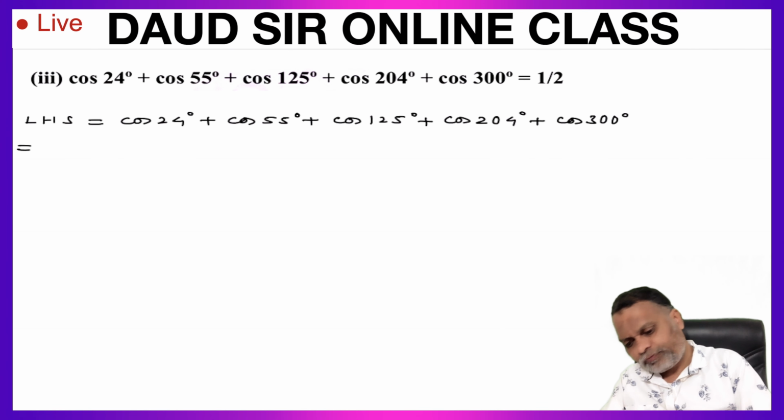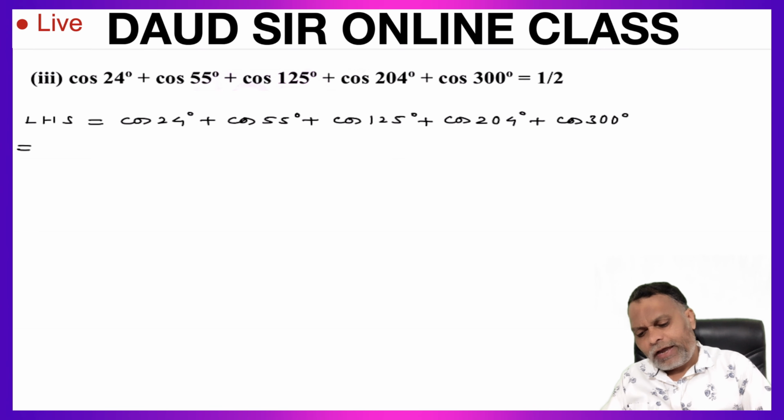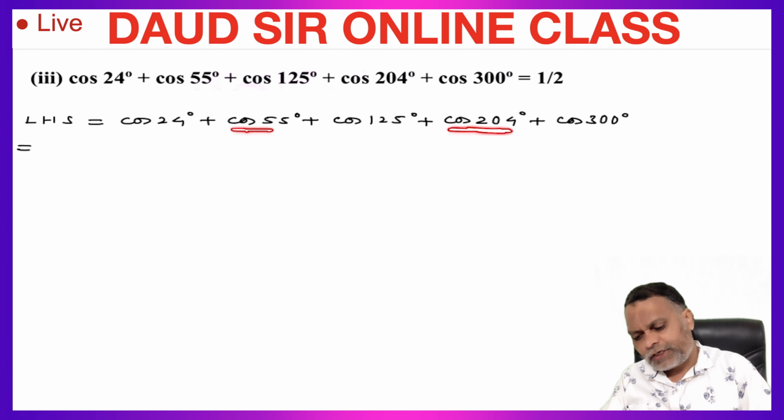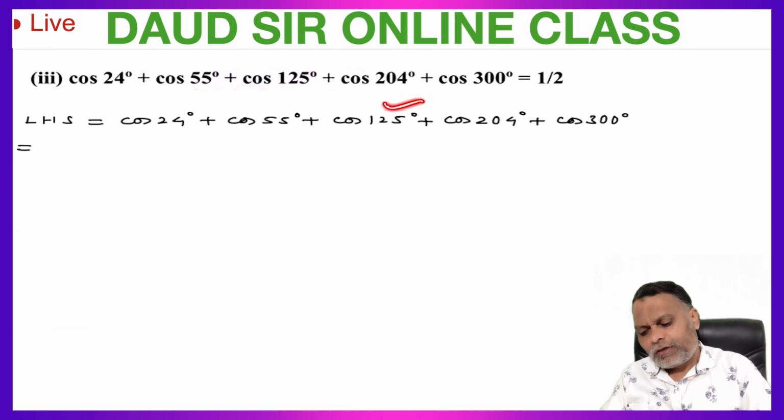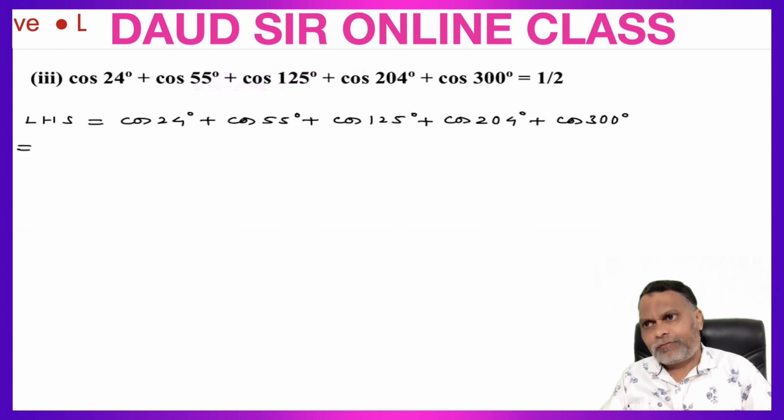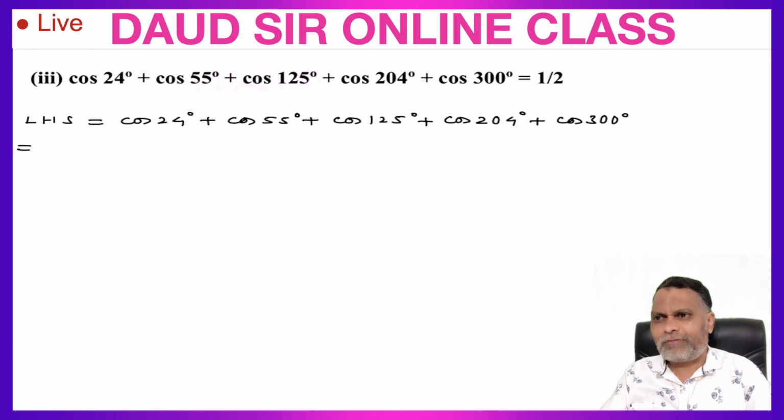So this is cos 24 and this 204 we can write 180 plus 24. This is cos 55 and this cos 125 we can write 180 minus 55. 180 minus 55 is equal to 125, and this 300 we can write 360 minus 60.